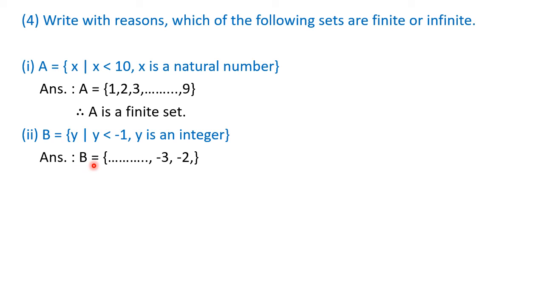B is equal to, in curly brackets, you know that minus numbers are on the left hand side, so I have written dot dot dot here. That means it is unlimited on the left hand side. Then minus 3 and minus 2. After this minus 1 is present, but see, y is strictly less than minus 1, so we cannot write minus 1. So here you can see that the number of elements is uncountable. There are so many negative integers present here. So this is an infinite set. Okay.